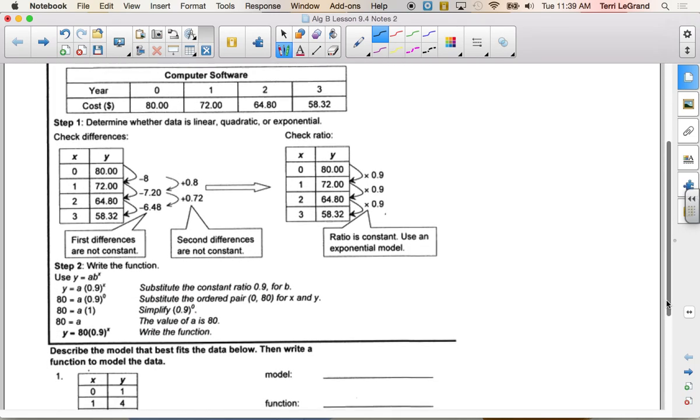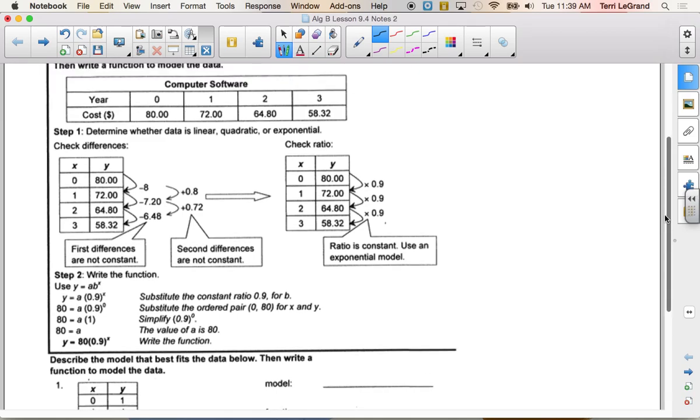Okay, here's the example one that they did. They had this data set here. It's about computer software, and the year is going to be the x values. You can see they put them in a table right here. And they said x is going to be the year number, and the cost is going to be the y's. So then they did the adding subtracting way to see if there were constant differences first.